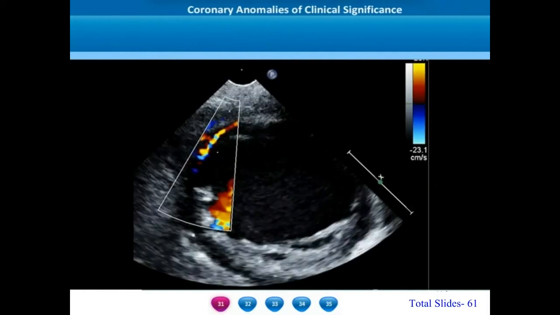This is a still frame of parasternal short axis view that shows the red flows of the myocardial septal collaterals from the posterior to anterior IV groove.